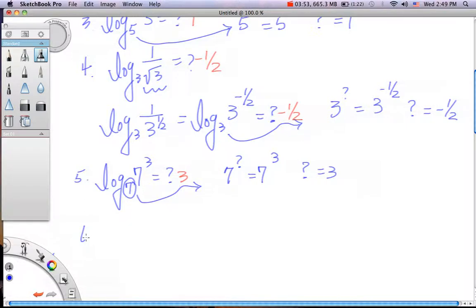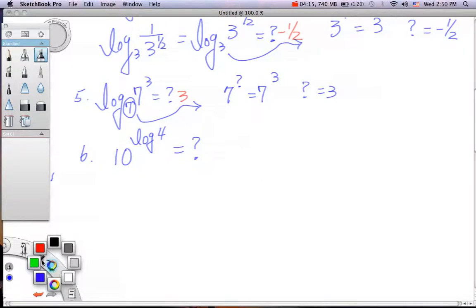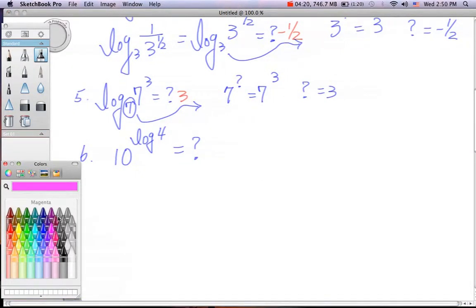Number 6, we have 10 to the log of 4 is equal to what? Here I want you to think about this as given to you as an exponent. Remember, 10 is the base, and this is the exponent power. And what does that equal to? Now I want to remind you of something a little easier so that you remember how to look at this.